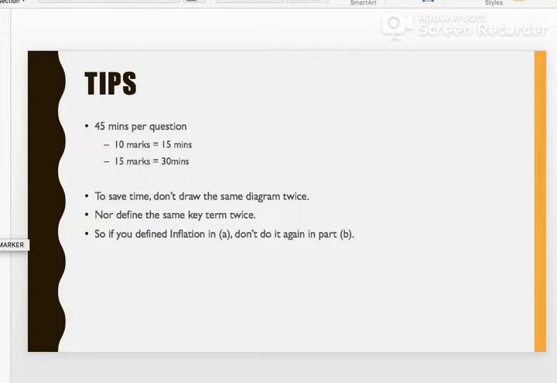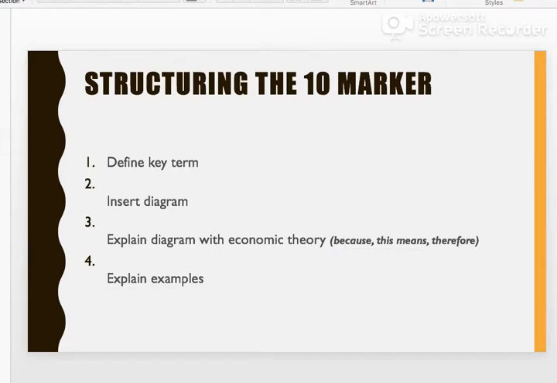To structure the question, for your 10 marker, trying to get those knowledge, analysis and application skills, the structure would be define key terms, insert a diagram. Now generally 80-90% of the time there's a diagram required, but not all the time, so have a look at the question. A nice well-labelled diagram, then explaining the diagram with all your economic theory. That's going to get your analysis and your application marks.